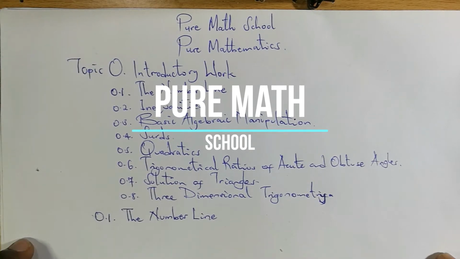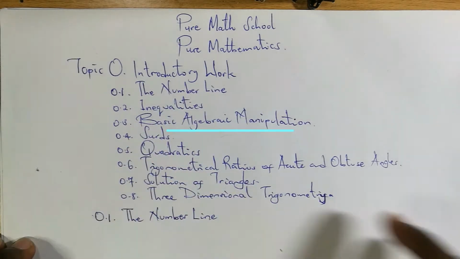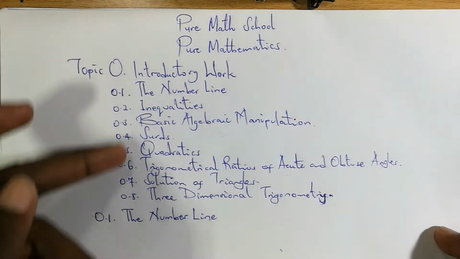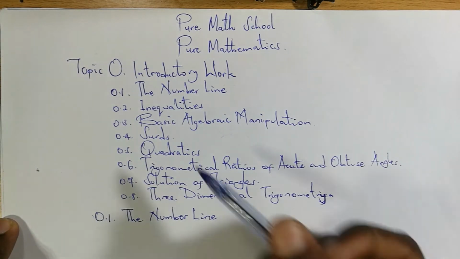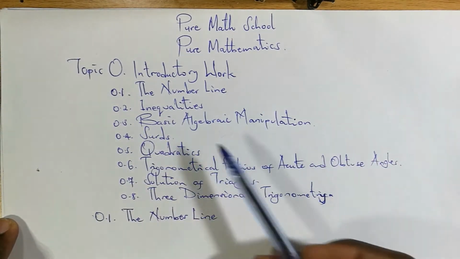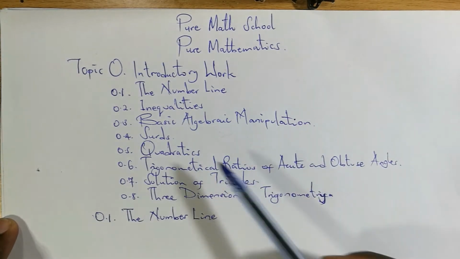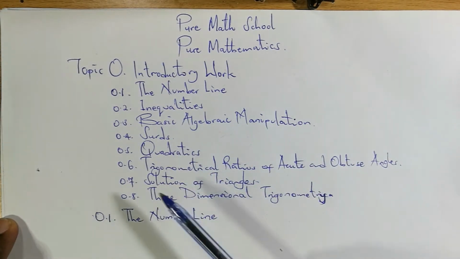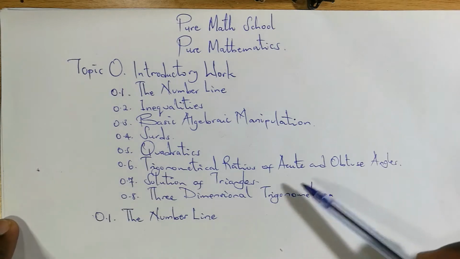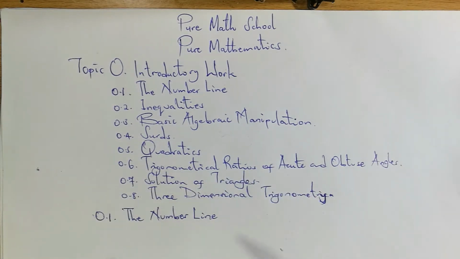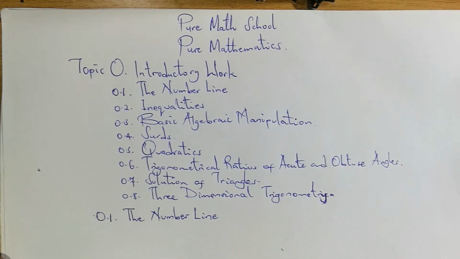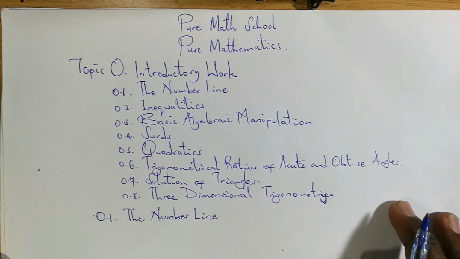Basically, today we're going to start with the first video. That's our first topic, the beginning topic, the introductory work. The following are the subtopics we're going to handle: the number line, inequalities, basic algebraic manipulation, surds, quadratics, trigonometrical ratios of acute and obtuse angles, solution of triangles, three-dimensional trigonometry. And today the first thing we're going to handle is the number line.